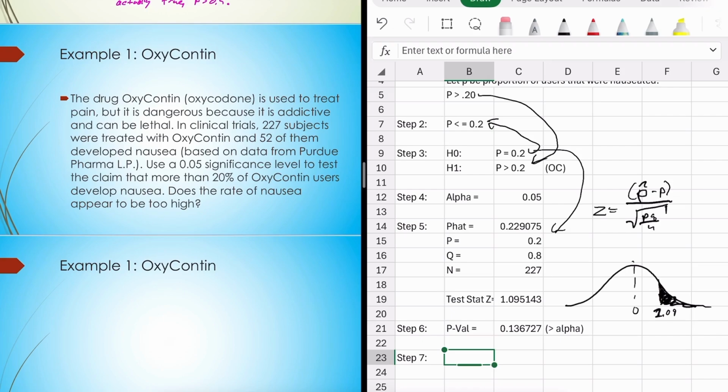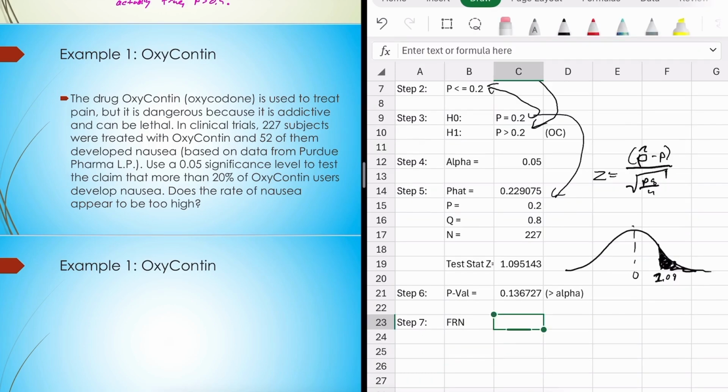So step 7 then, I'm going to make my determination. And my determination will be to fail to reject the null. I'm doing that because P is not less than alpha. If P were less than alpha, then my data would be extreme given the null hypothesis. But it's not really extreme, so my null hypothesis is not far-fetched. I'm not going to reject it.